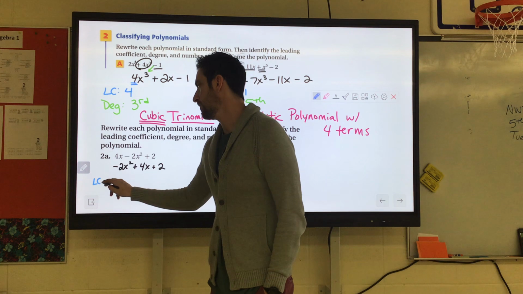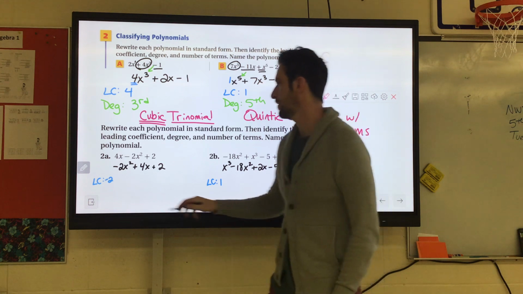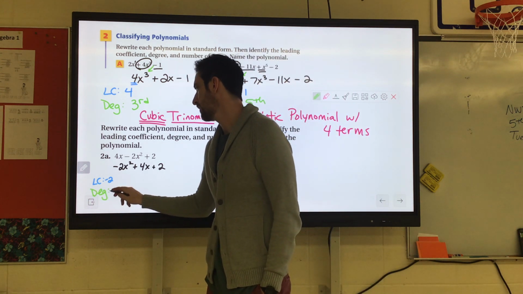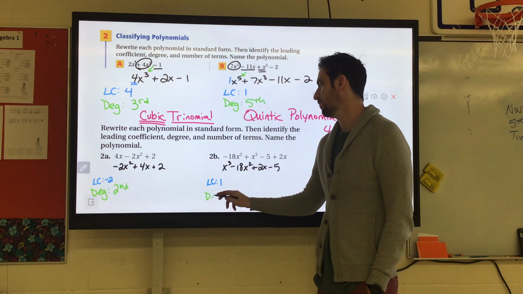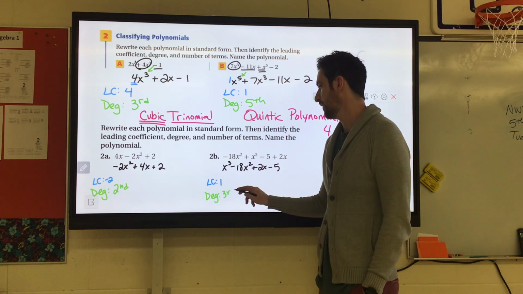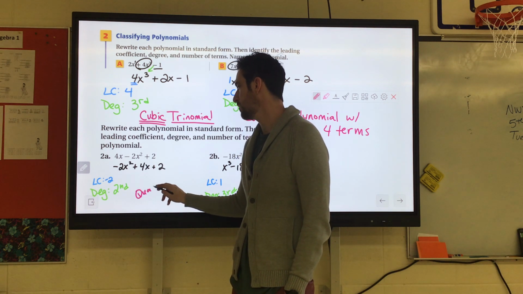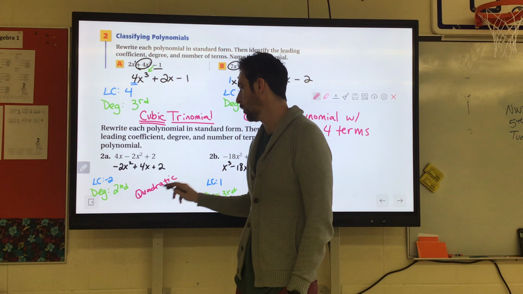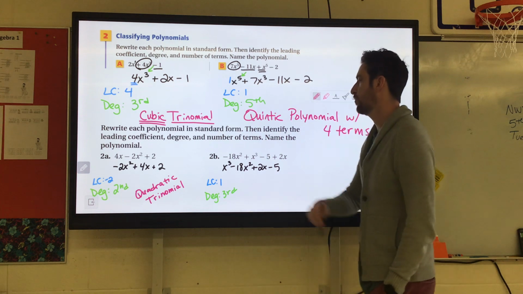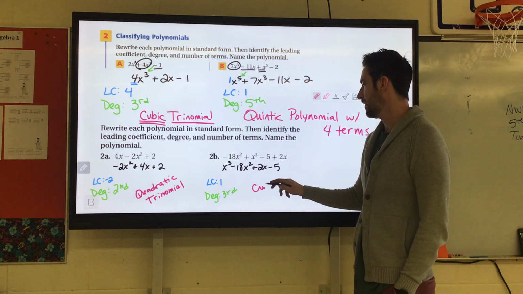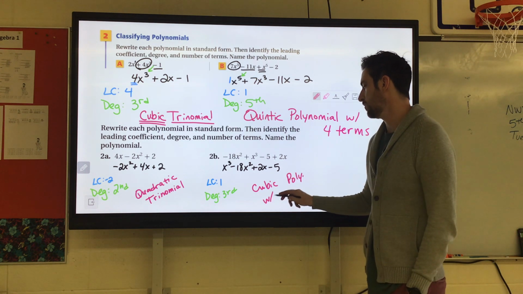So lead coefficient is negative 2. Over here, the lead coefficient is 1. The degree, this is the 2nd degree, which we call quadratic. And this one's third degree, which we call cubic. And then we'll name it. So this is a quadratic, and there are three terms. So we say that's a quadratic trinomial. Cool. This is the third degree, that's called cubic. And there are four terms here, so we say cubic polynomial with four terms.